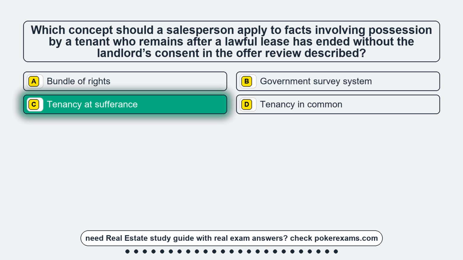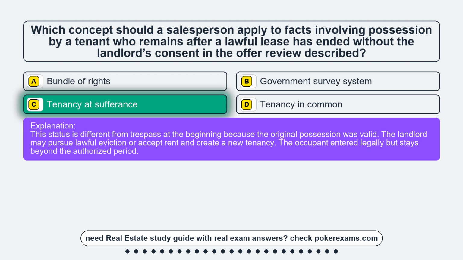Tenancy at sufferance. This status is different from trespass at the beginning because the original possession was valid. The landlord may pursue lawful eviction or accept rent and create a new tenancy. The occupant entered legally but stays beyond the authorized period.